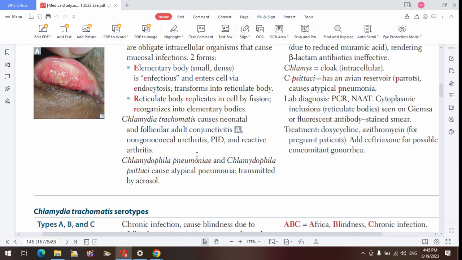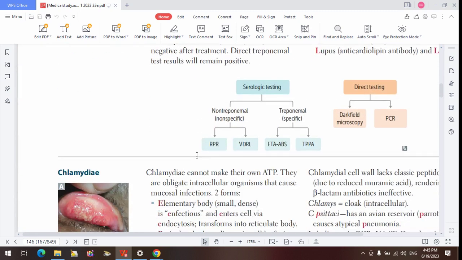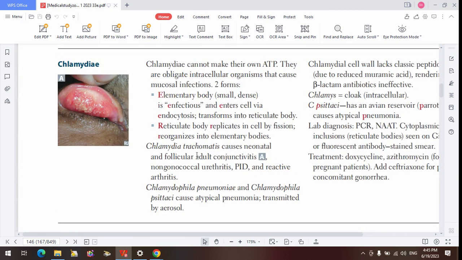So they can cause urethritis, which is non-gonococcal urethritis. They can cause PID. They can cause reactive arthritis. They can cause trachoma or follicular conjunctivitis. They can cause neonatal conjunctivitis. So let's talk about the organism itself. So that's about what it causes.